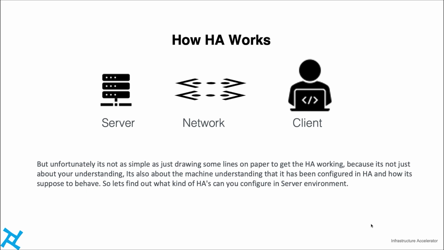So what I have done, I have added multiple servers here and multiple networks here, and I have the same client. Now in this scenario, even if one network goes down, the other network can pass the information. Or if one server goes down, the other server can service the client. But unfortunately, it's not as simple as just drawing some lines on a paper to get the high availability working.